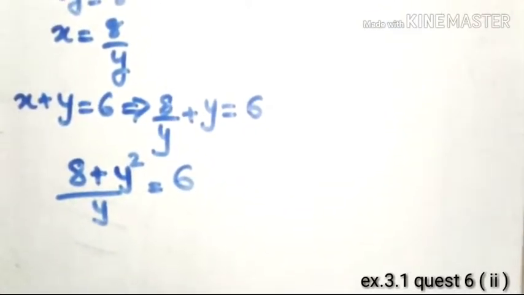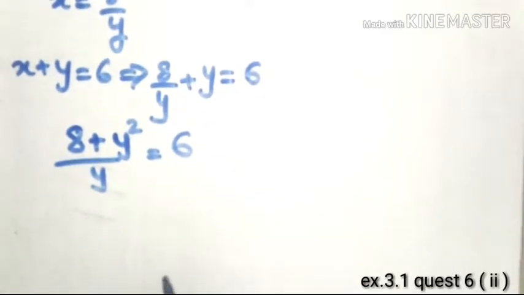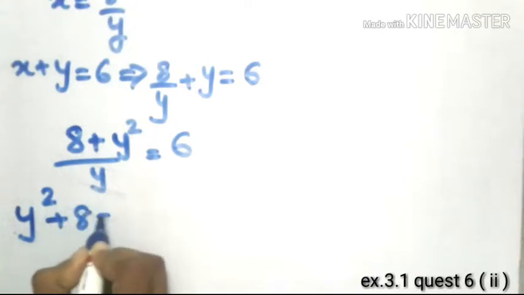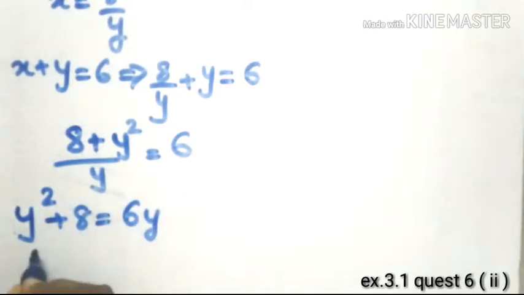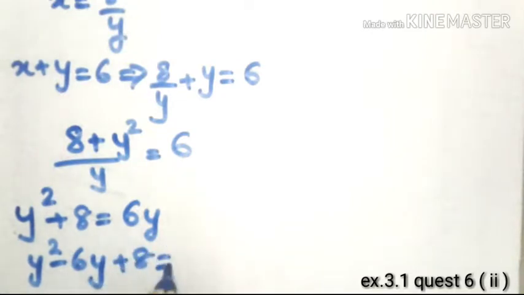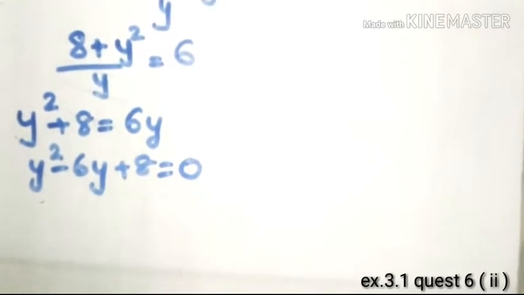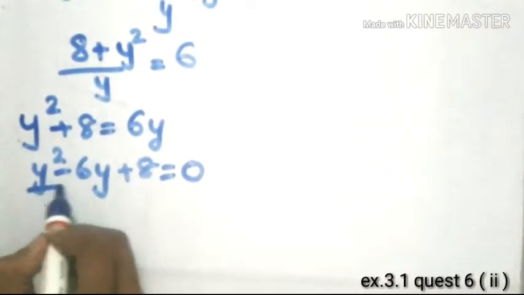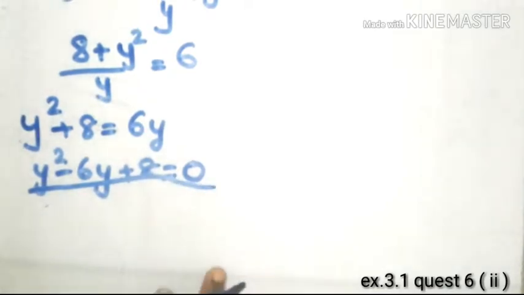So, are we getting a quadratic equation? Yes, we are. y square plus 8 is equal to 6y. So y square minus 6y plus 8 is equal to 0. Wow, that's the quadratic equation. Hope you remember all your quadratic equation concepts. So how do we solve this equation?